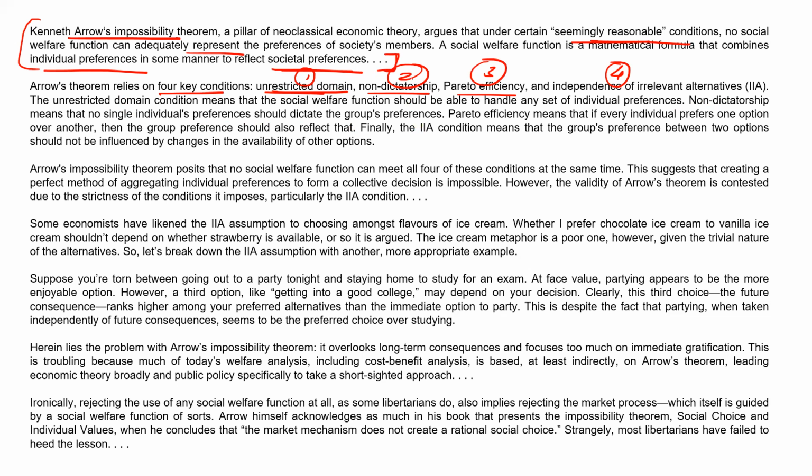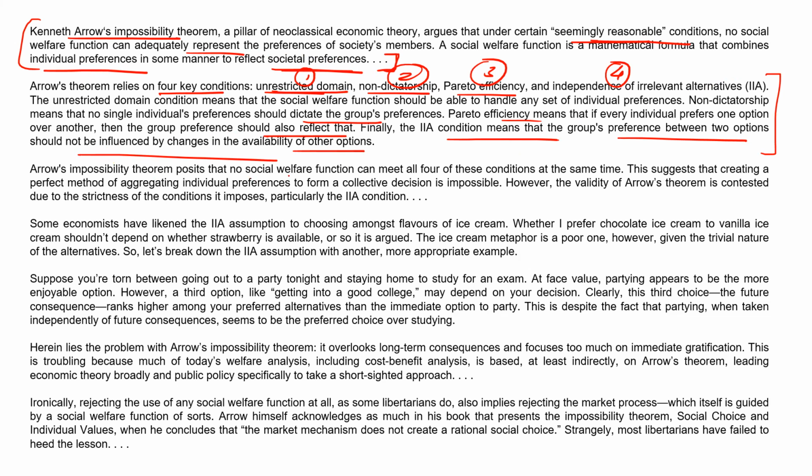So that means it's not as if one individual of a group is more important than the others, and therefore that person's preference weighs over the others. That won't happen. Pareto means that if every individual prefers one option over another, the group preference should also reflect that. So this means that if everyone prefers something, then the group should also reflect it. And the final condition, IIA, means that the group's preference between 2 options should not be influenced by changes in availability of other options. So these are 4 conditions under which he says it is impossible that a group's preference or a society's preference can reflect individual preferences.